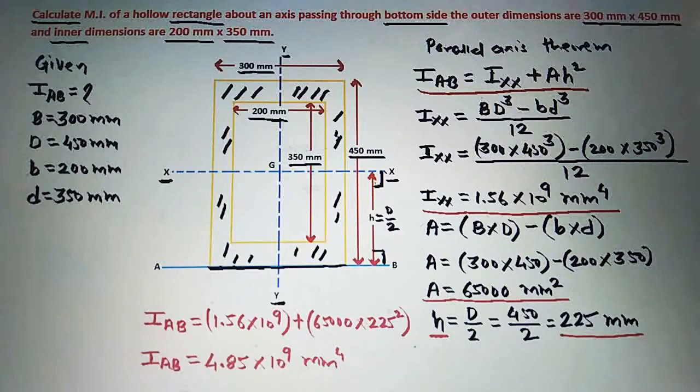So this is the moment of inertia of a hollow rectangular section about an axis passing through bottom side, and that axis is AB here. So IAB is equal to 4.85 into 10 raised to 9 and the unit will be mm raised to 4. So this is the solution of this problem.